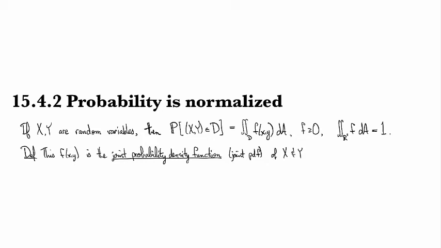All right, we're still talking probability, and let me just repeat the thing I said at the end of the last clip. If we have two random variables, x and y, then the probability that the pair xy lands in some part of the plane called D is going to be the integral over D of f, where f is required to be non-negative and have total integral equal to 1. In this case, f is called the joint probability density function of x and y.